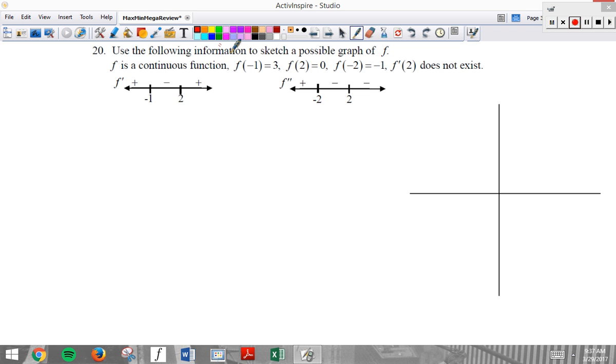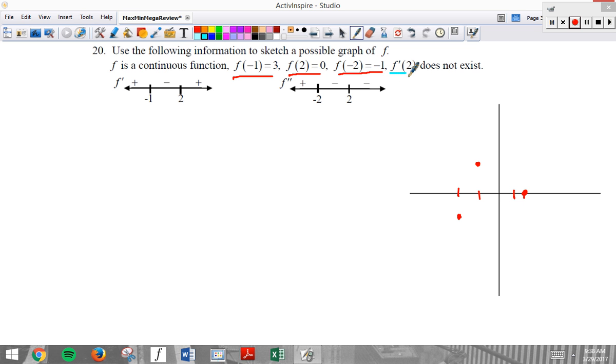Okay, so these are telling me points on the graph. Let's graph them. (-1, 3). (2, 0). (-2, -1). And that's just to keep you frosty. We know it must hit those.